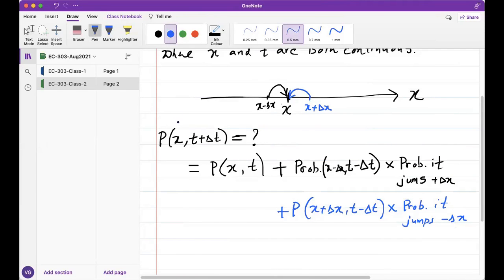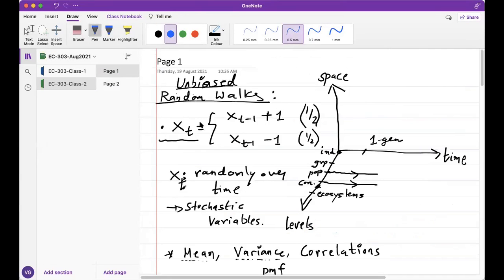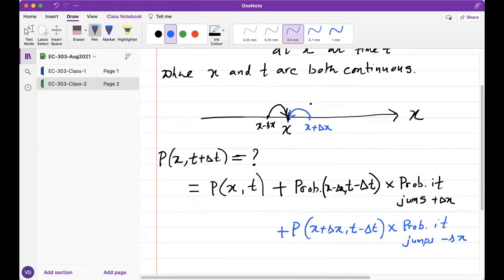Now, the rules that we defined, if you go back here: we assume that the 1 can be replaced by an arbitrarily small delta x, right? So once delta x is fixed, there are two possibilities any animal will do. From its current location, it can jump positive delta x or negative delta x. And both of them happen with equal probability, right? So therefore, what is this probability?